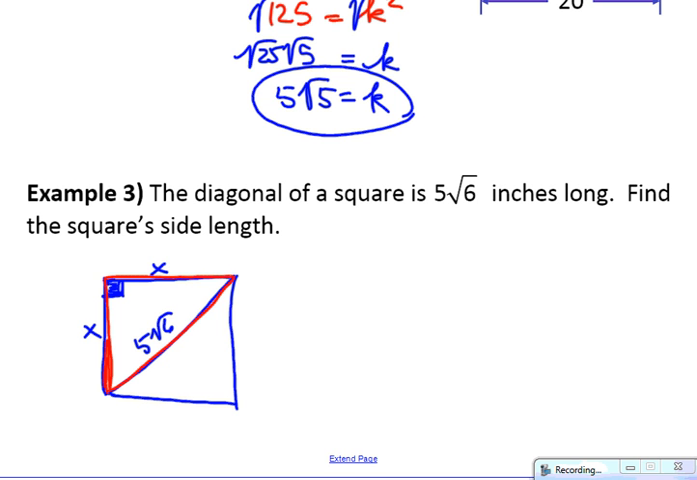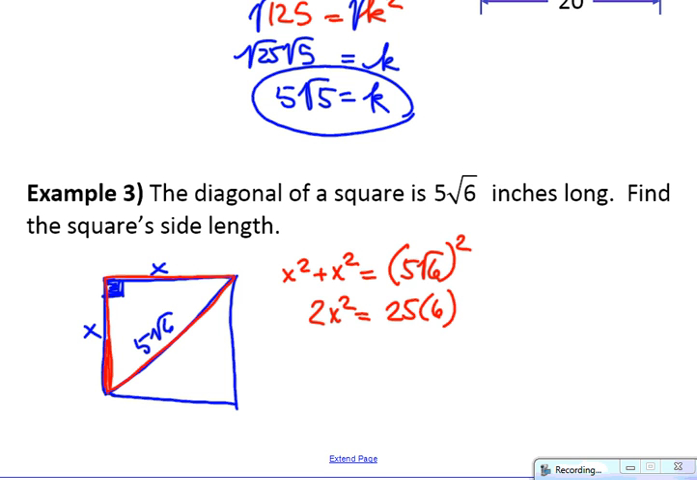So 5 square root of 6, is it a leg or is it a hypotenuse? Well, it's opposite the right angle, so it's a hypotenuse. So we're going to say in this that x squared plus x squared is equal to 5 radical 6 squared. That gives me 2x squared is equal to 5 times 5 is 25, radical 6 times radical 6 is 6. So 2x squared is equal to 150.